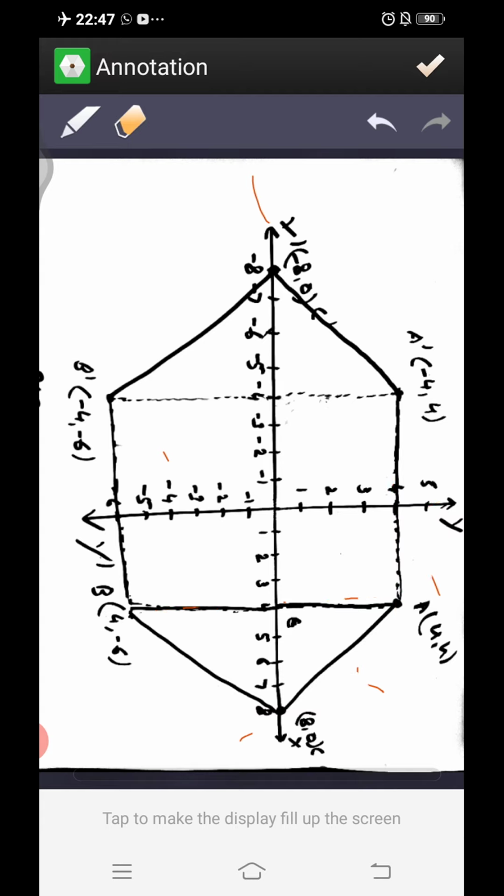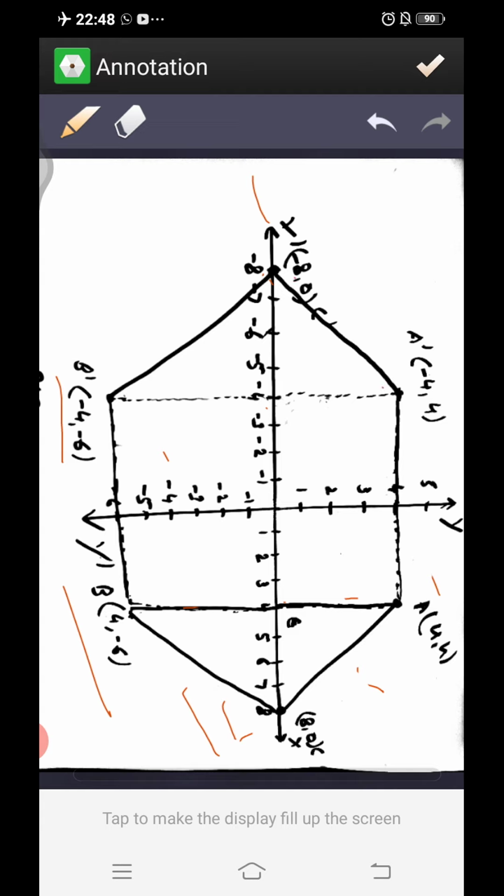Then the coordinates of B are 4, minus 6. Again we are going to reflect it in the y-axis. So the sign of the x coordinate will change, that will become minus 4, minus 6, that is B dash. Similarly C dash will become minus 8, 0, the x coordinate sign will change. So we have plotted all these points like this.